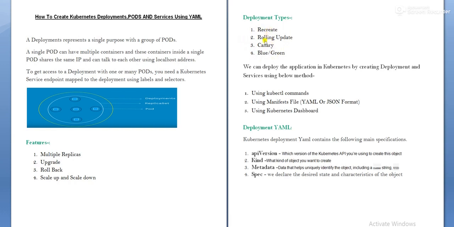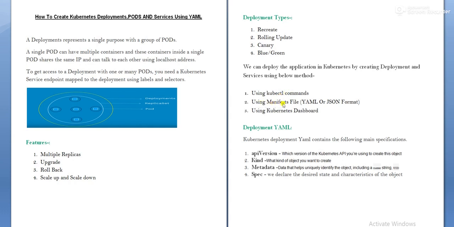So in a descriptive manner, I will describe in the next session. There will be one session for deployment types. Then the fourth, the final, we'll discuss how we can create a deployment: using the kubectl command, using a manifest file, and using the Kubernetes dashboard. Using the kubectl command, I have already uploaded a video on how to create a deployment using kubectl, you can watch that video.